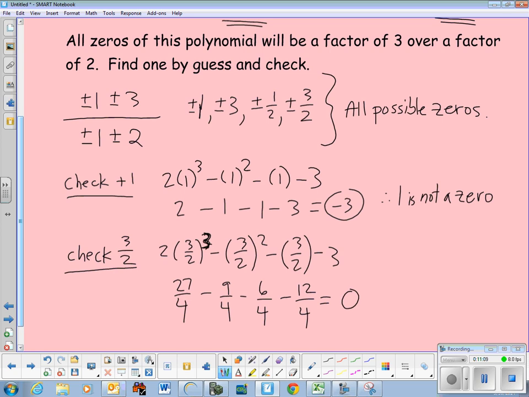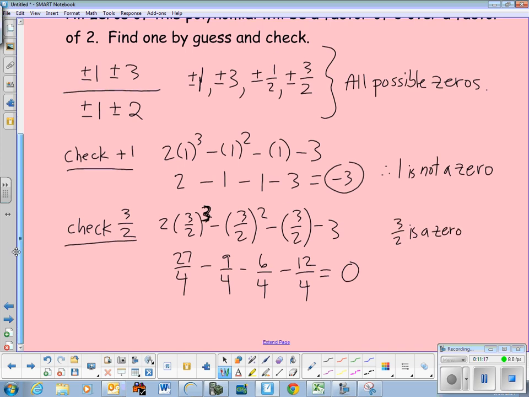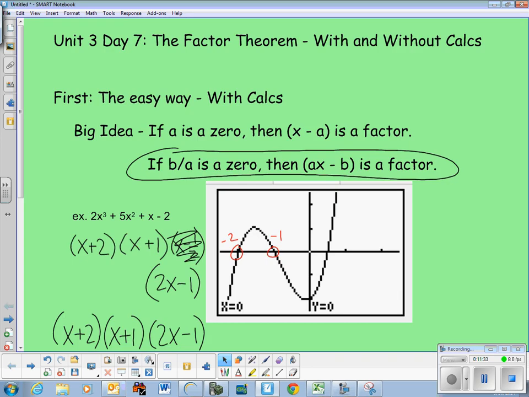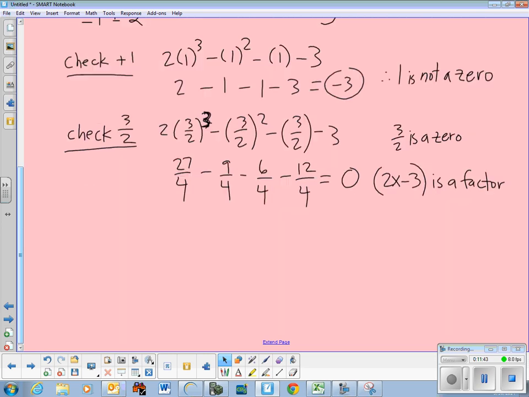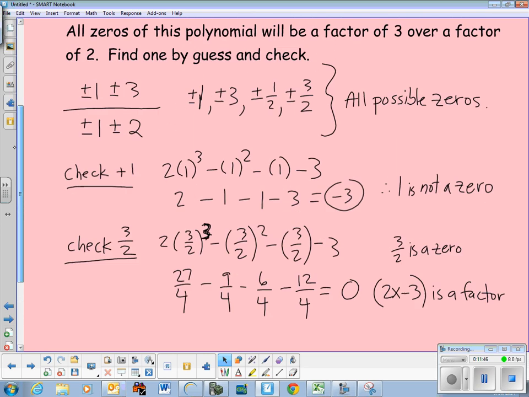So what that tells me is 3 halves is a 0, which I found by painfully checking all of my possible zeros, which tells me that 2x minus 3 is a factor. All right, we learned that on the previous page. If b over a is a 0, then ax minus b is a factor. So I used that rule and the fact that 3 over 2 is a 0 to get my first factor of 2x minus 3.